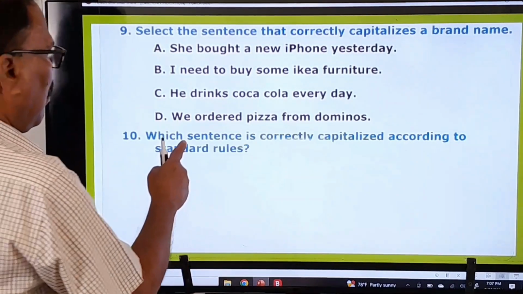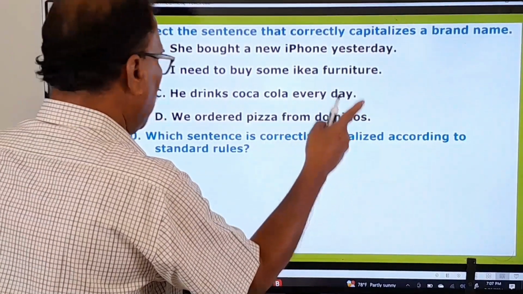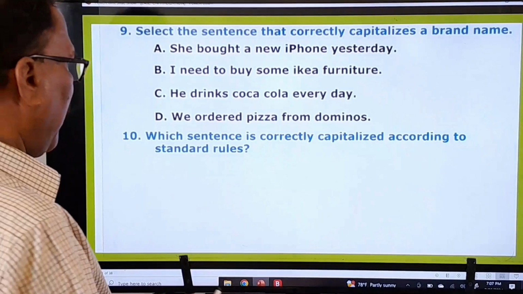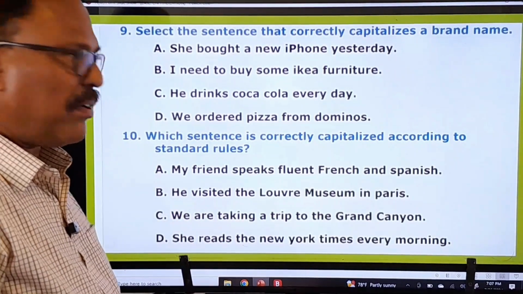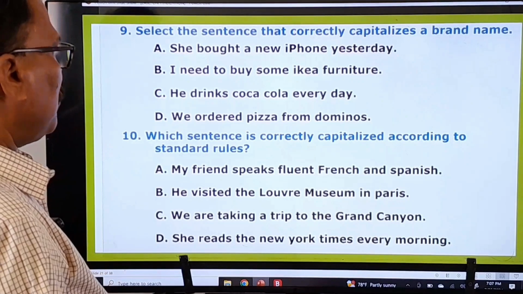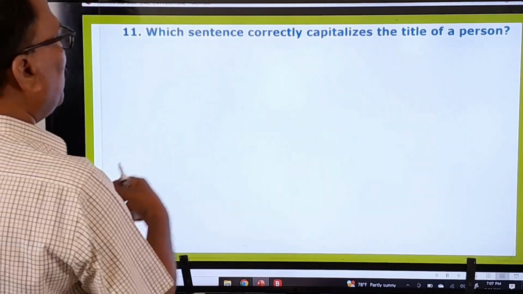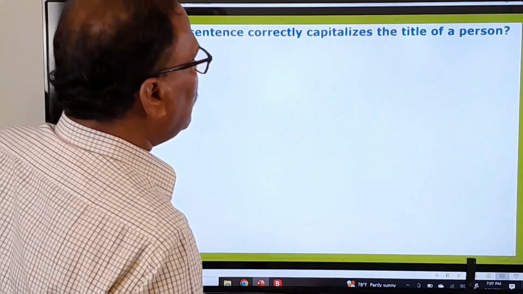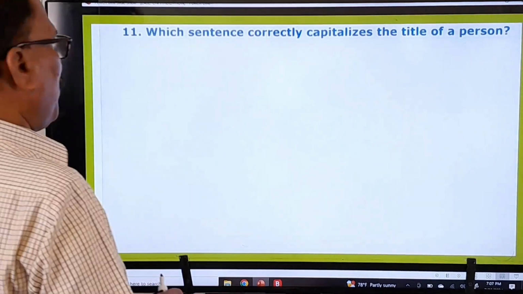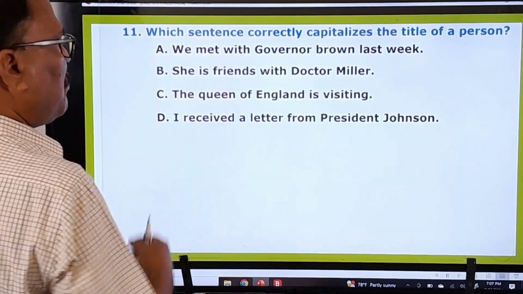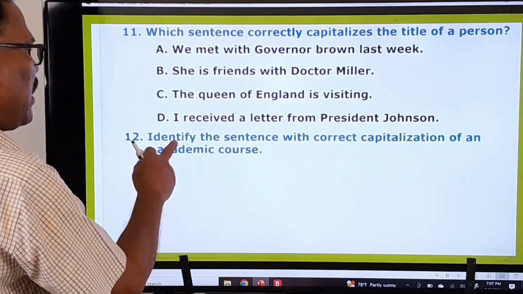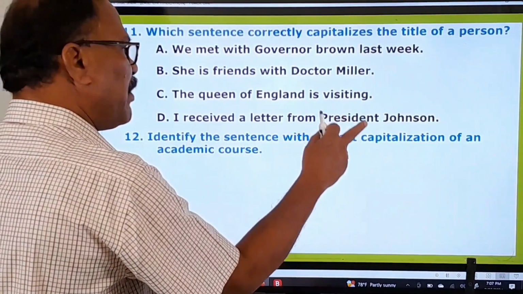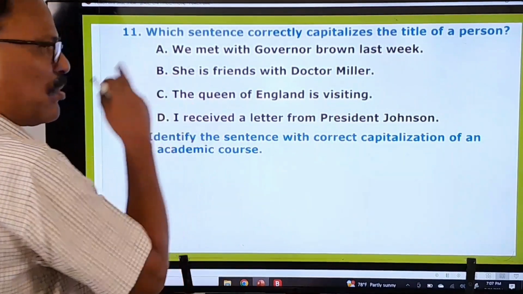And here, which sentence is correctly capitalized according to standard rules? Okay, these are the four options given, and you have to choose the right one. Now let's move on to other questions. The 11th one. Which sentence correctly capitalizes the title of a person? Okay, these are the four options given, and you choose the right one. And the 12th one. Identify the sentence with the correct capitalization of an academic course.